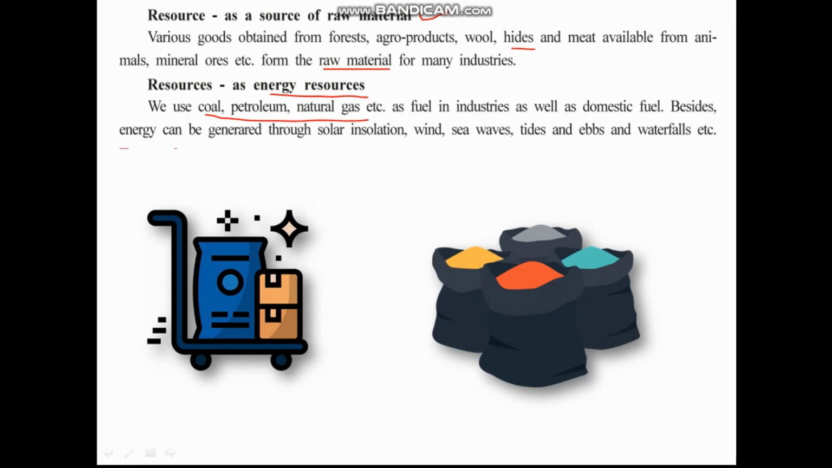Besides, energy can be generated through solar insolation. Solar insolation means the sunlight. Also wind energy, sea energy, tidal energy, sea waves, tides and ebbs, and waterfall, that is hydroelectric energy. So we can generate energy out of the elements of nature, and that's why they are termed as energy resources.